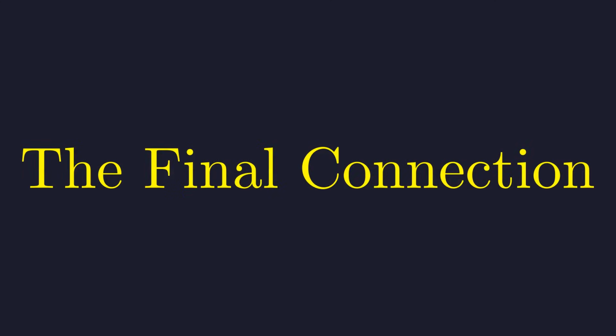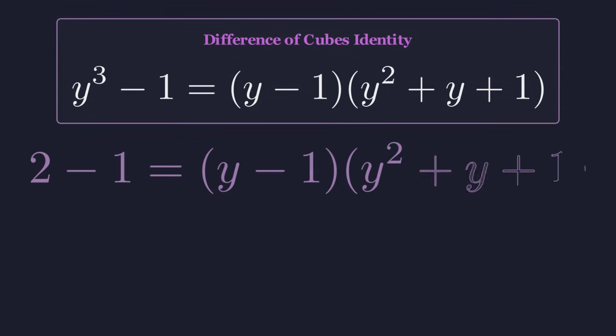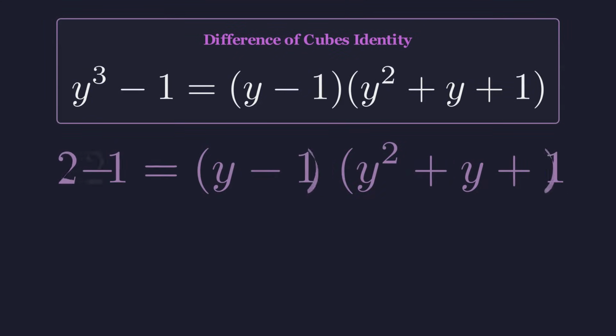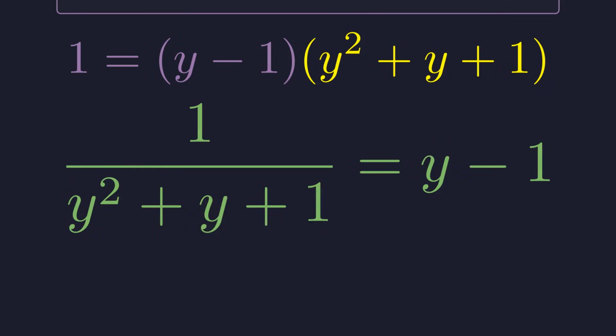Now, how does this relate to our goal, y minus 1? We use the difference of cubes identity. We know y cubed is 2. So we substitute it in. 2 minus 1 is 1, so 1 equals y minus 1 times that same trinomial. Let's isolate y minus 1 by dividing both sides by the trinomial. And there it is. 1 over y squared plus y plus 1 equals y minus 1.